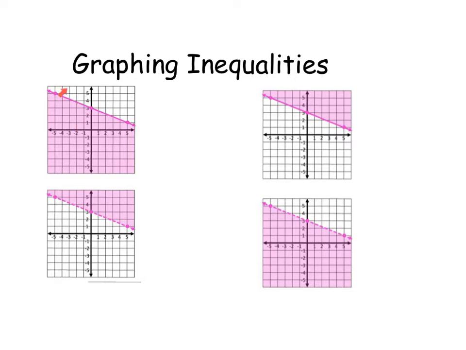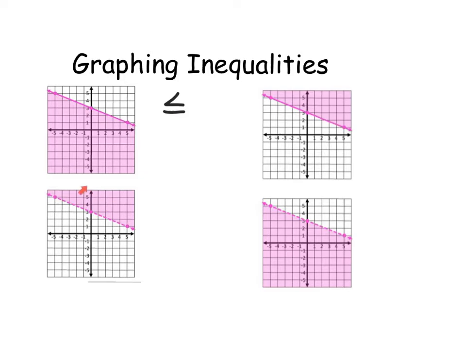Let's look at this first one in the upper left-hand corner. First of all, we have a solid line. This means that our inequality is going to include the equal sign. We also have everything shaded below this line. So for this one specifically, our inequality would be less than or equal to. The less than means everything that is less than this equation, and it also includes everything on the line.